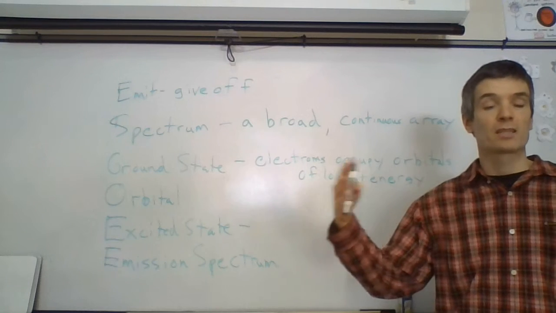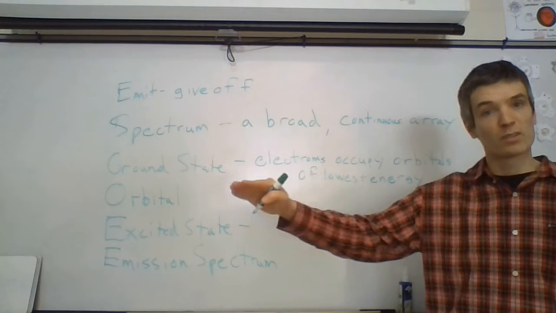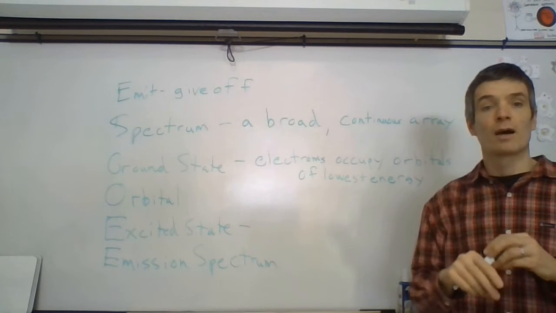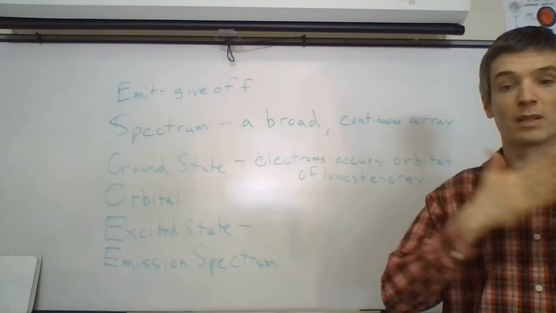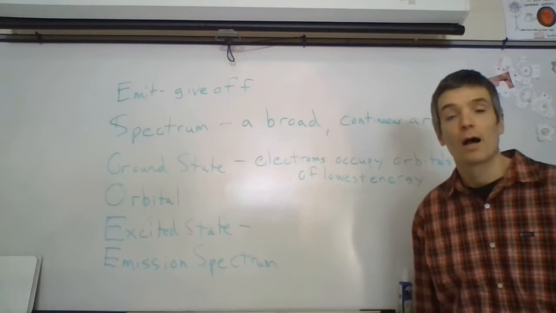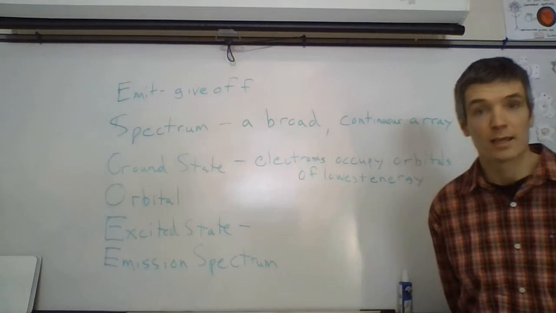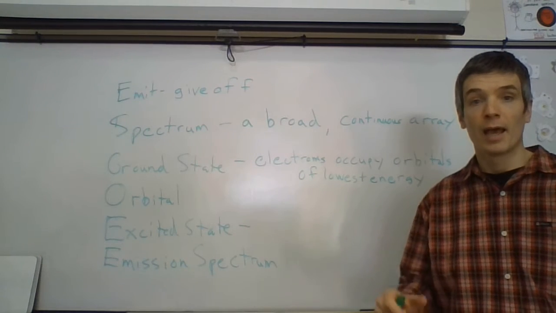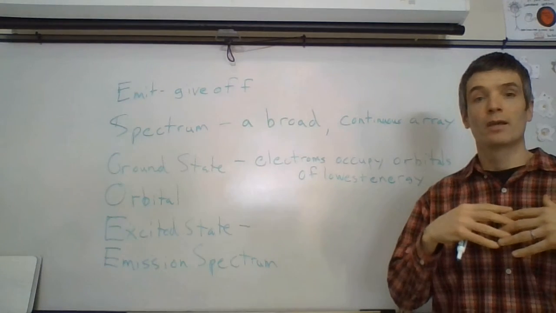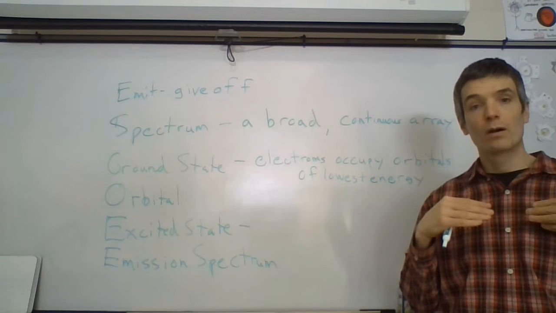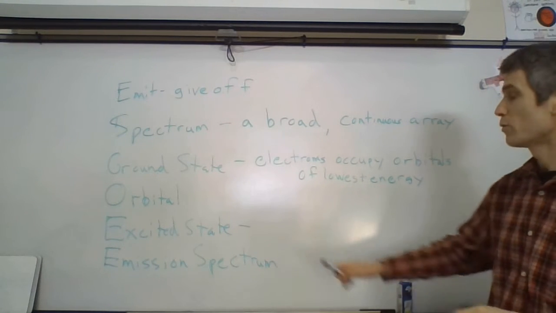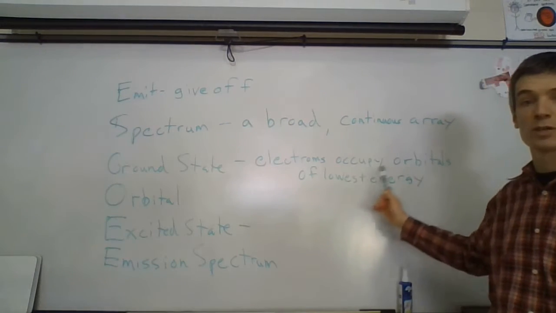The rainbow is like a spectrum. It's all the different colors, and it's continuous from one end to the other. You can think of feelings as a spectrum from love to hate. Ground state is when you've got electrons in an atom and they're in the lowest orbital, or the orbital of lowest energy.